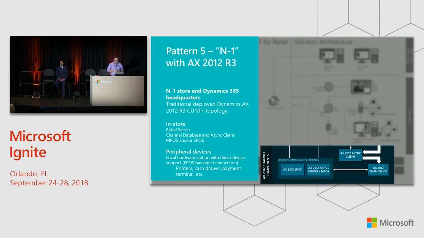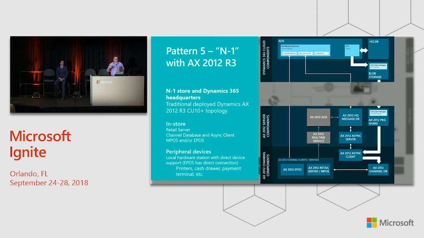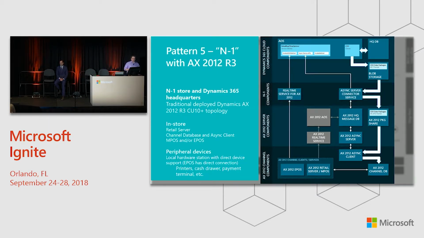So how does that work? You'll have your 2012 R3 components. So enterprise point of sale, modern point of sale, probably have a retail server in there, obviously, with modern point of sale, your channel database, your async client. Those are going to talk a lot to your 2012 server components, so your 2012 AOS, obviously your message DB and how async works. All that fun stuff doesn't really change too much. As you migrate and get to that 365 cloud component set, nothing's new in that regard until we reach our N-1 component layer.